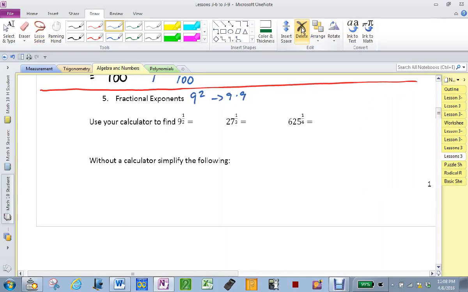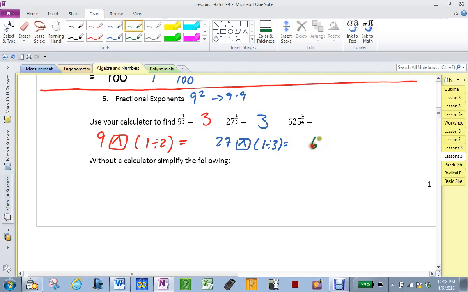So what we're going to do is, I'm not going to explain why, because why is taking too long, and this is not that important. I am going to ask you to use your calculator to find this answer. So that is 9 exponent bracket 1 divided by 2, because that's 1/2, close brackets equals, and tell me what you get. 3. Now do the same thing with 27. 27 exponent bracket 1 divided by 3 bracket equals. And tell me what you get. 3.